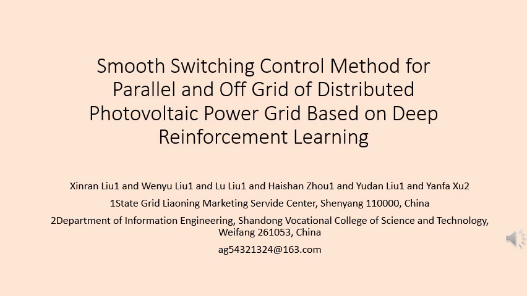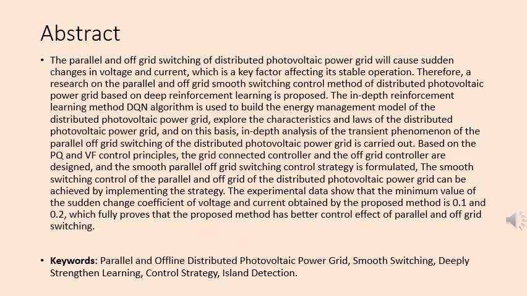Smooth switching control method for parallel and off-grid of distributed photovoltaic power grid based on deep reinforcement learning. Abstract. The parallel and off-grid switching of distributed photovoltaic power grid will cause sudden changes in voltage and current, which is a key factor affecting its stable operation.